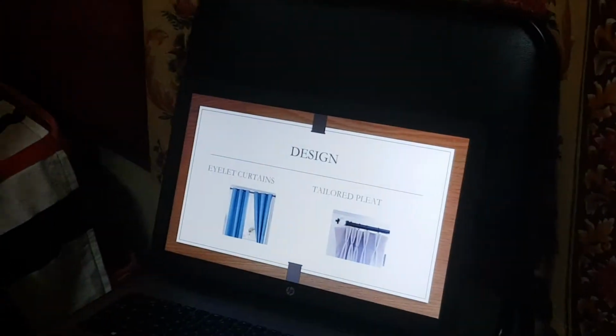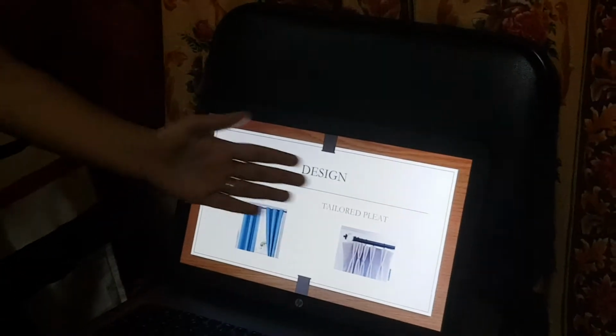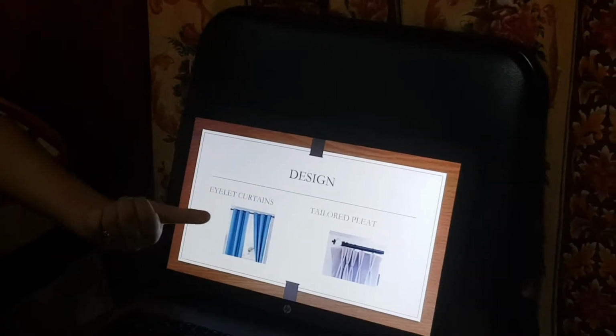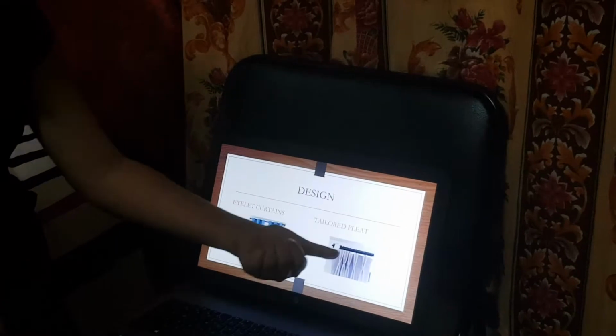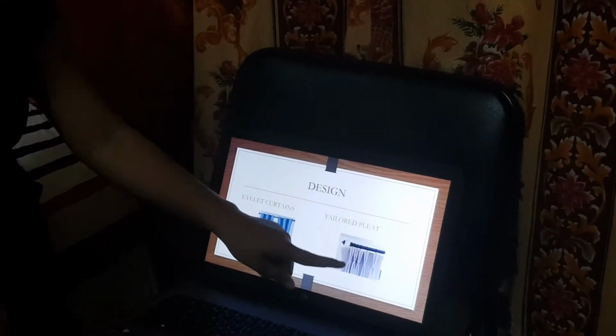There are various types of curtains available. The first two designs are as follows. The eyelet curtain, see it's with the rod, and the tailored pleat curtain. There's a pleat here, so it makes it the tailored pleat. These are only two of the designs portrayed.